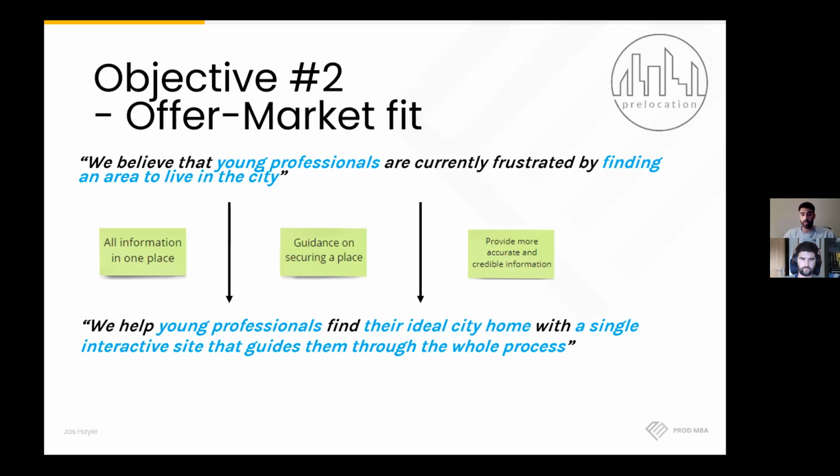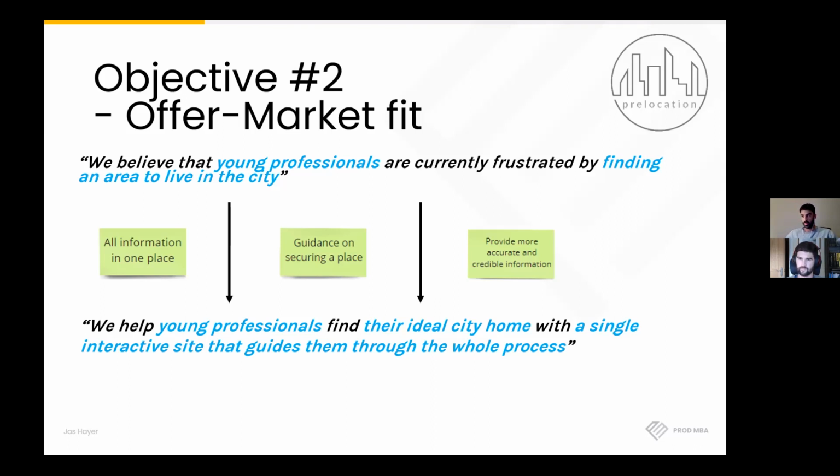So initially, like I mentioned on the first slide, our initial problem statement was that we believed they were struggling to find an area in the city, but actually they were struggling to find their ideal city home. To help them through this process, we use these opportunities to create our MVO, which is a minimum viable offer. It's a statement that you think is the minimal product that would resonate with your audience and make them engage with you.